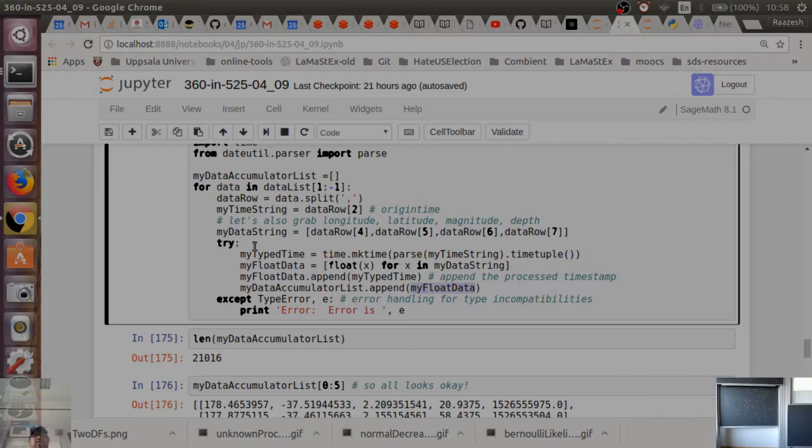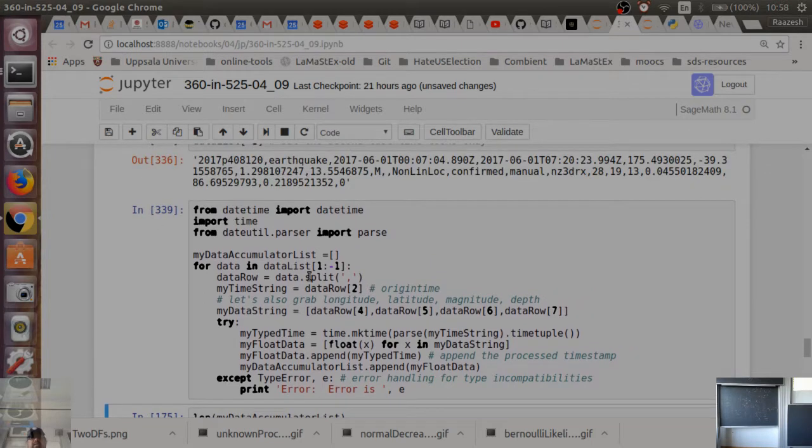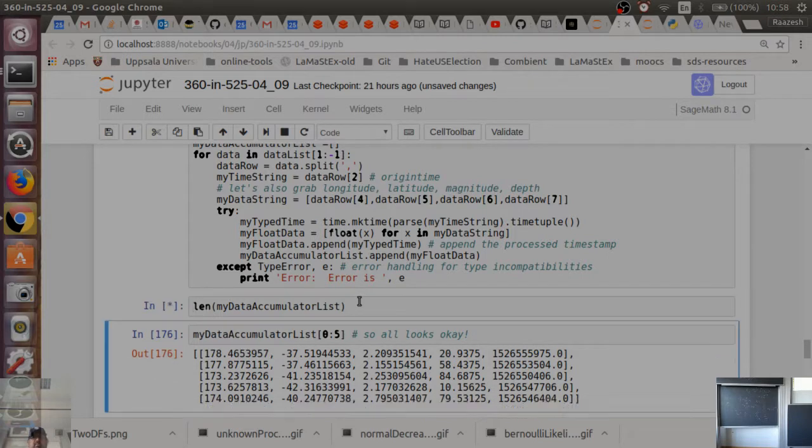So this is all in a try. I try to do this whole thing, and if it fails on a type error, then I accept out. Otherwise, we'll see what happens. That's basically it. The star means it's working. Depending on your machine, it'll take a few seconds, more or less.